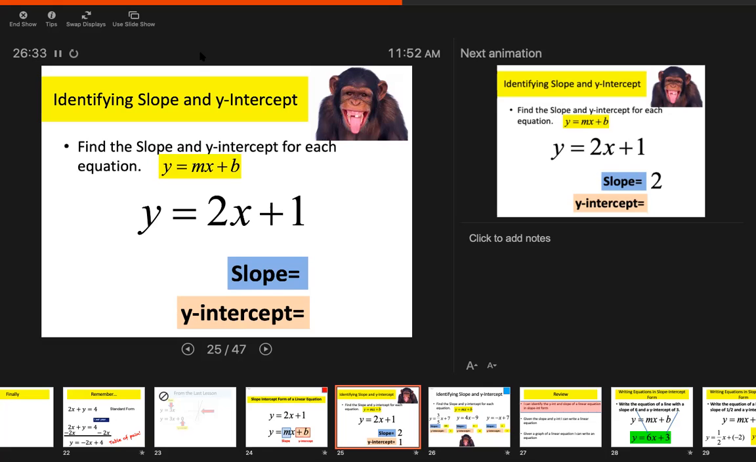2x. Okay, and it's a number. Remember, slope has a variable. So what's the number? 2. What's the y-intercept? Is it really that simple?